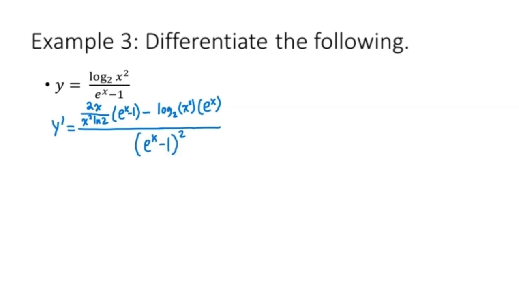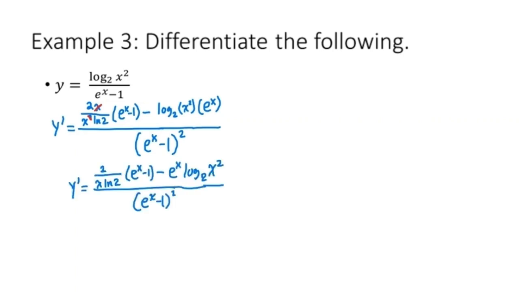Just like before, there is a little bit of cleanup we can do. The x's cancel in the first term, and in the second term, we'll just rewrite the order of our factors, putting the e to the x in front of the logarithm. And we get that y prime equals 2 over x natural log of 2 times e to the x minus 1 minus e to the x log base 2 of x squared all over e to the x minus 1 squared. You could go a step farther trying to clear the denominators. I'll leave that as an exercise for you all to practice.